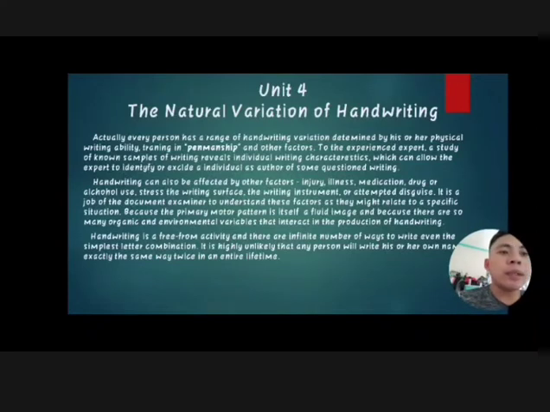To the experienced expert, a study of known samples of writing reveals individual writing characteristics which can allow the expert to identify or exclude an individual as author of some questioned writing. Handwriting can also be affected by other factors: injury, illness, medication, drug or alcohol use, stress, the writing surface, the writing instrument, or attempted disguise.